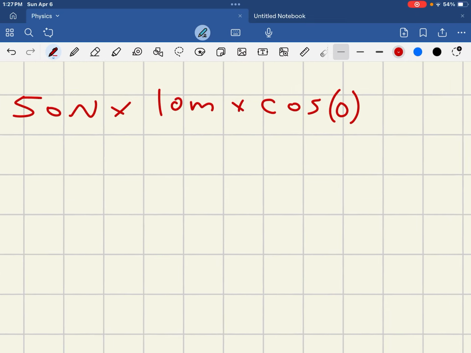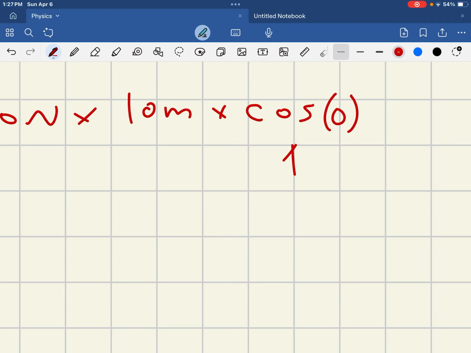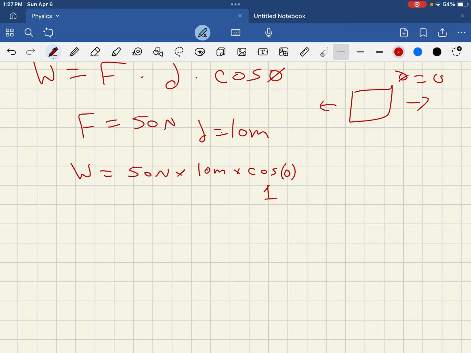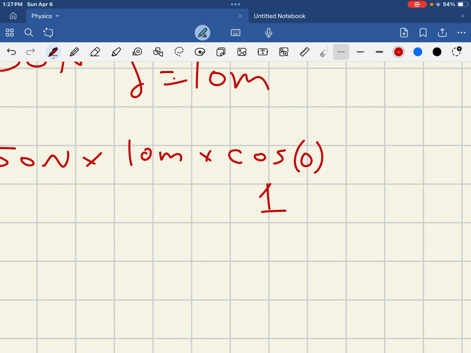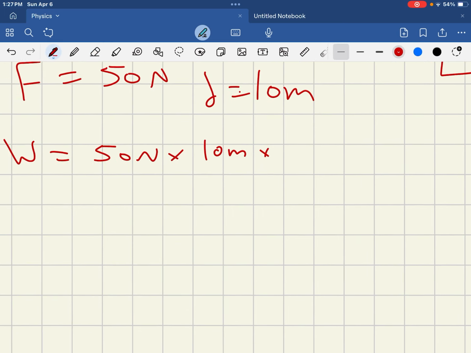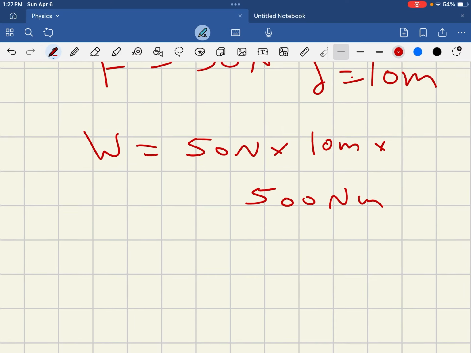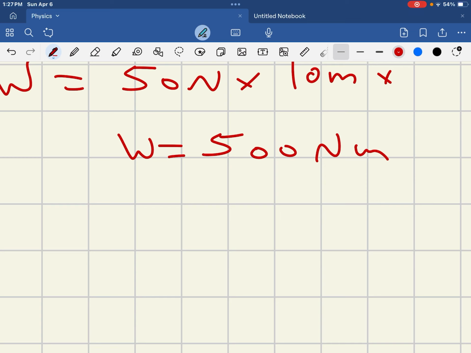So we know that cosine of 0 is just 1. This is why it really doesn't matter in these problems, because 1 times anything doesn't affect it. It's just what you have. So you can pretty much just ignore that in these kind of problems. And then you have 50 newtons times 10 meters, which is 500 Newton meters. So you have work equals 500 Newton meters, which we know that a Newton meter is just a joule, so work equals 500 joules.